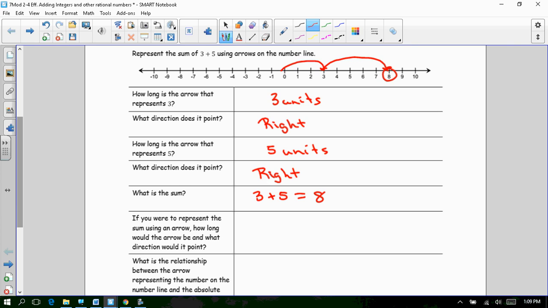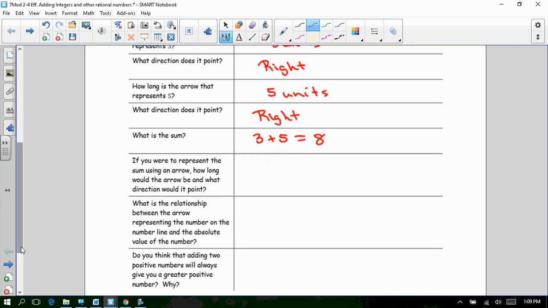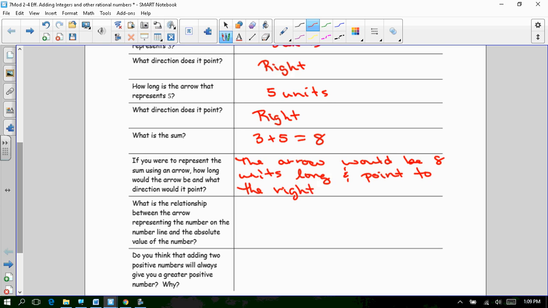If you were to represent the sum using an arrow, how long would the arrow be and in what direction would it point? Well, our arrow would be 8, right? And it's going to point to the right because everything went to the right. The arrow would be 8 units long, and point to the right. Everything I did was pointing to the right, so my answer is going to be to the right.